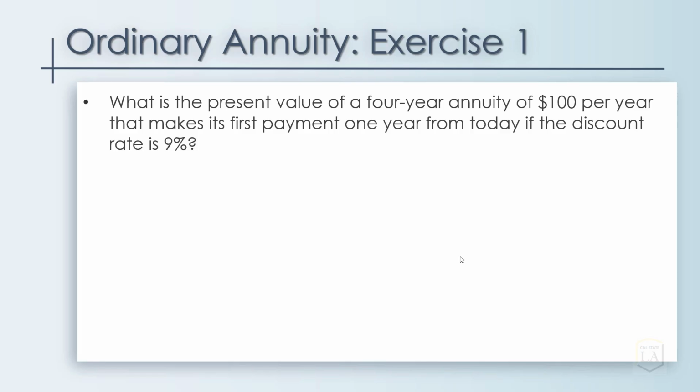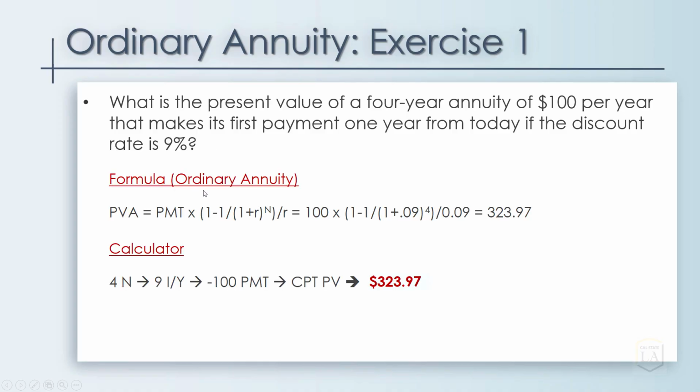So let's suppose you're asked to compute the present value of a 4-year annuity when the regular cash flow amount is $100, and it will be paid 1 year from today. Note that whenever you say that the first payment is made 1 year from today or 1 month from today, indicating that it's being paid out at the end of each period, then this is an ordinary annuity. And it says the discount rate is 9%. One way to compute that would be to use the formula that was presented in the earlier slide. You just plug in the numbers and it will give you the answer.